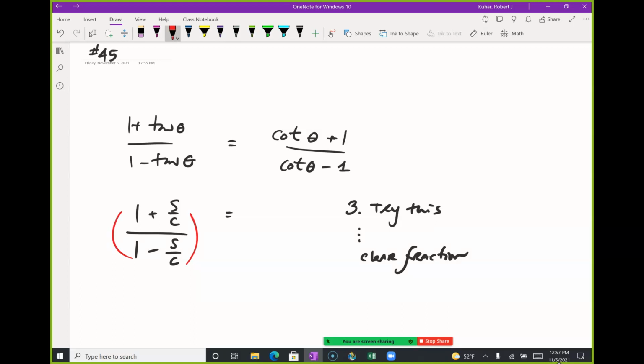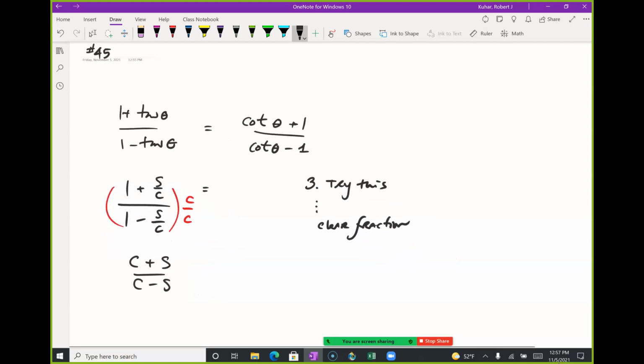Cosine over cosine is my power, my multiple of 1 that will help me to clear fractions. And here, of course, I'll get cosine plus sine over cosine minus sine. I can already see how to get cotangents and how to get my 1s to cancel, how to get my sines to cancel. But I'm going to pretend I'm stuck here.